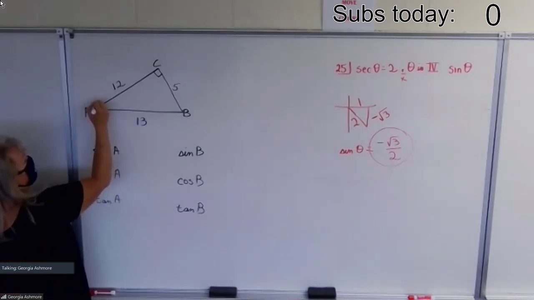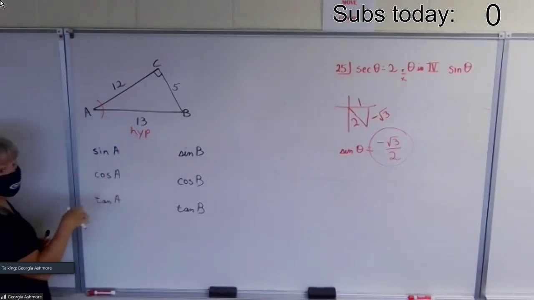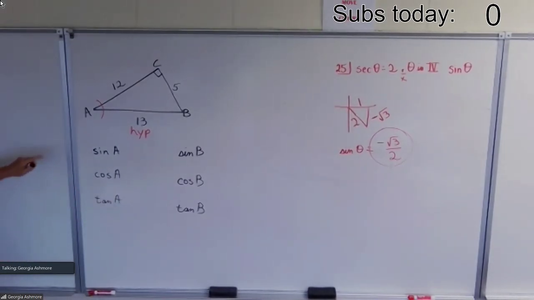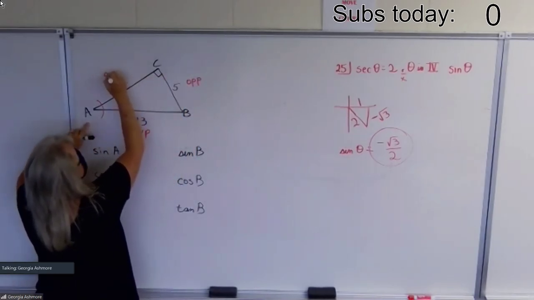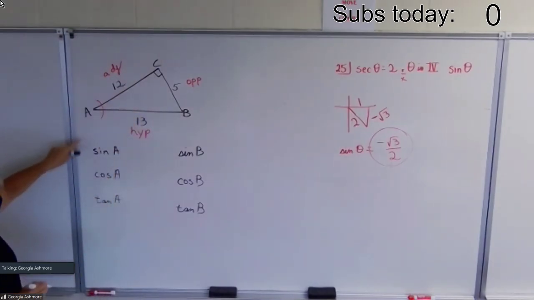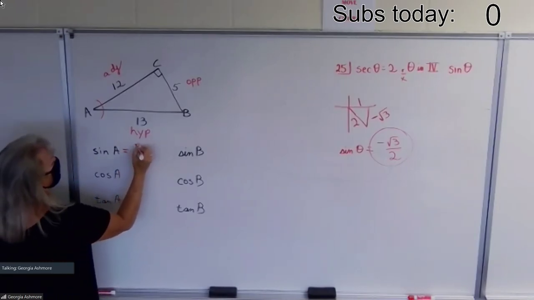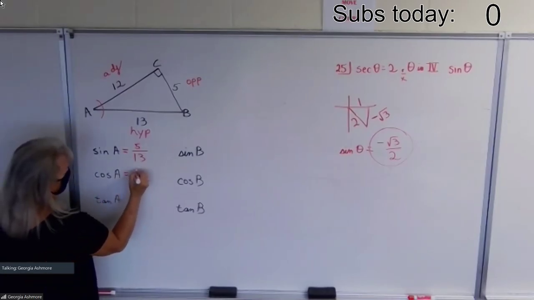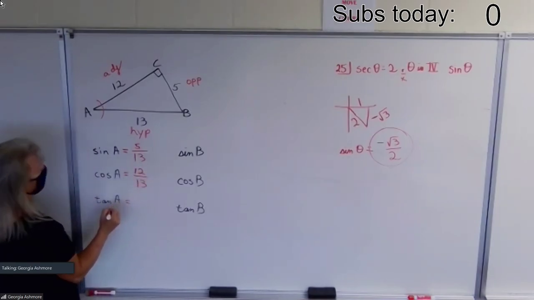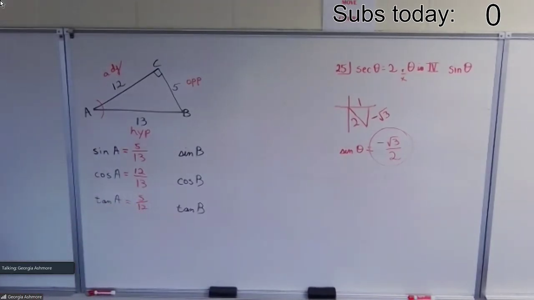This is your angle A that I'm dealing with to start off with. This is going to be your hypotenuse on both of them because it's across from the 90 angle. But if I'm using angle A, this is opposite, and this is adjacent. That's what happens if you're using angle A. And that's what I have on the first. So what's the sine of A? 5/13. What's the cosine of A? 12/13. Perfect. And tan of A. So that's really just a review from last week.